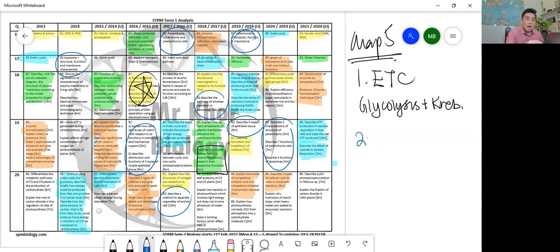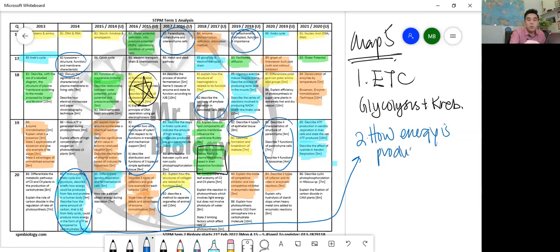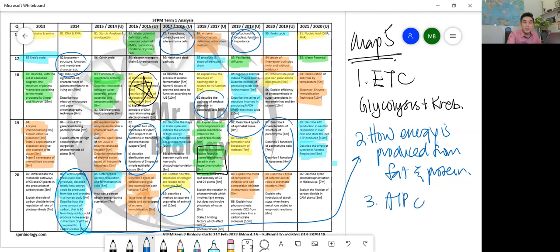Okay, now, after that, this one. How energy is produced from fat and protein. This is a bit more of a surprise question, guys. A little bit more of a surprise question. If this one comes out a lot, also can't find. Then last but not least, ATP calculation. ATP calculation, yeah.